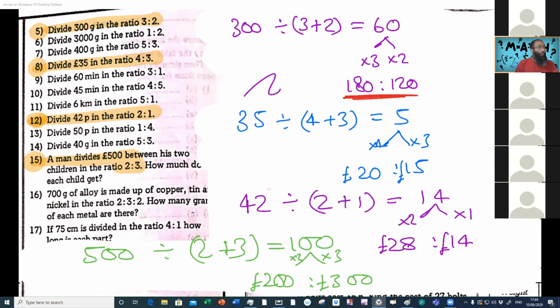The next one, 35 divided by 4 plus 3. Can you please slow down? Okay. 35 divided by 4 plus 3. 4 add 3 is 7. 35 divided by 7 is 5. So when we do the second ratio, we're dividing by 7 to give us 5. Now, once you have the 5, you have to multiply it by the ratio. So 5 times 4 is 20, and 5 times 3 is 15. And those numbers must add up back to 35.